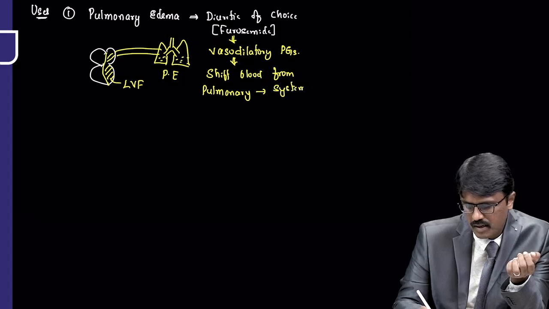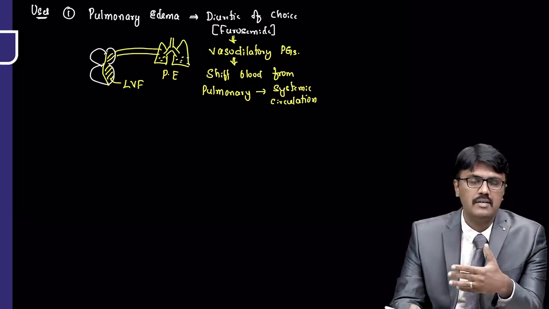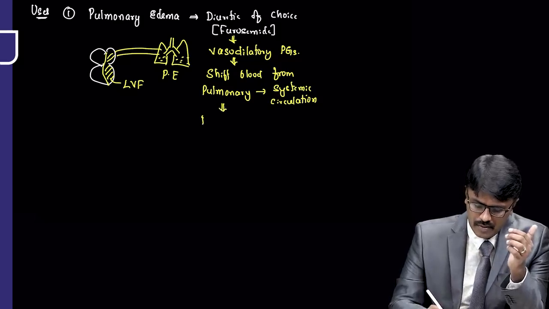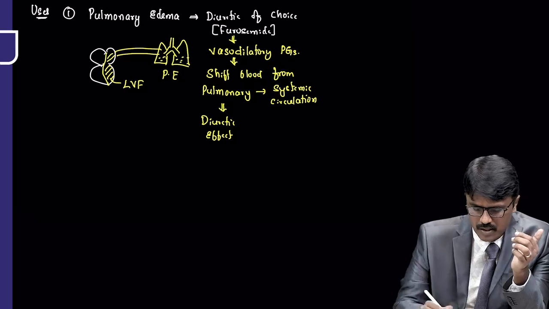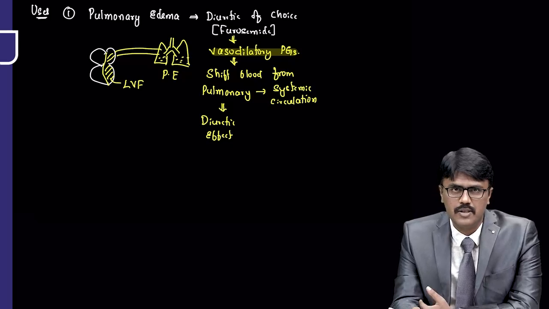So, they dilate the vein and that will shift the blood from pulmonary to systemic circulation, and that is an advantage. So when the pulmonary edema decreases, the patient can breathe easily. And after that, you will see the diuretic effect coming into the picture. So not only is it a diuretic, it is also a drug which releases vasodilatory prostaglandin. That is the reason why it is the diuretic of choice.